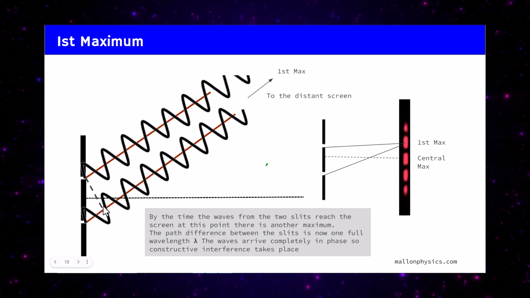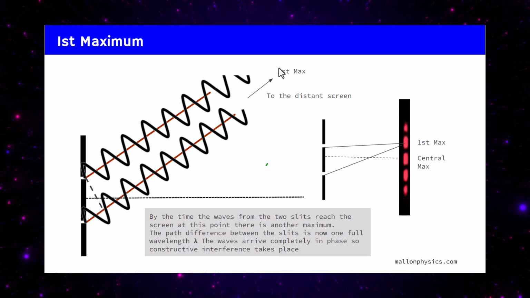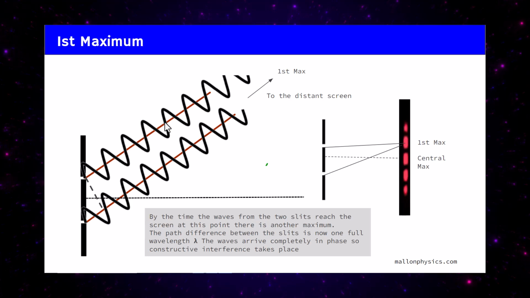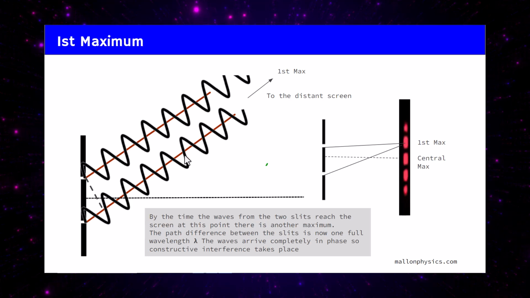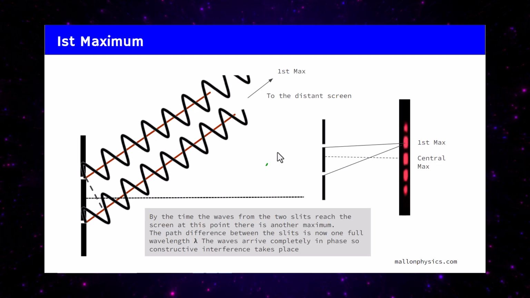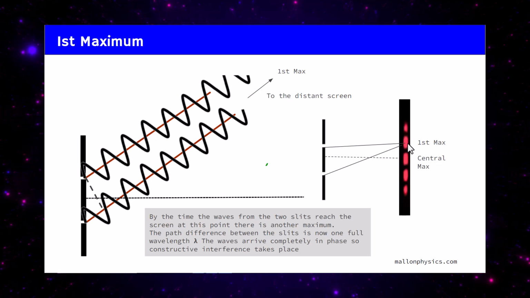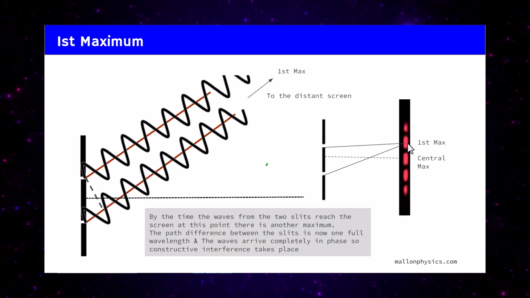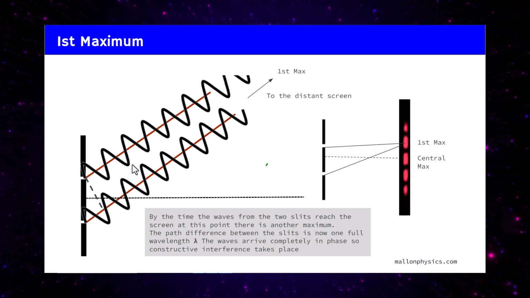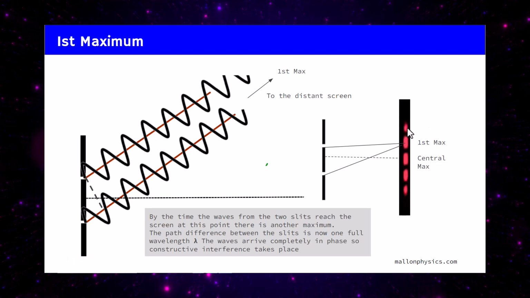And if that path difference is equal to exactly one wavelength, then you can see that when we get to the top of the screen, we have all the waves in phase. The waves from the top slit and the waves from the bottom slit are going to arrive in phase. Crest meeting crest, trough meeting trough, and therefore you're going to get constructive interference again. You're going to get a bright spot here. So that condition for the first maximum is that the path difference at that particular angle has got to be one full wavelength.